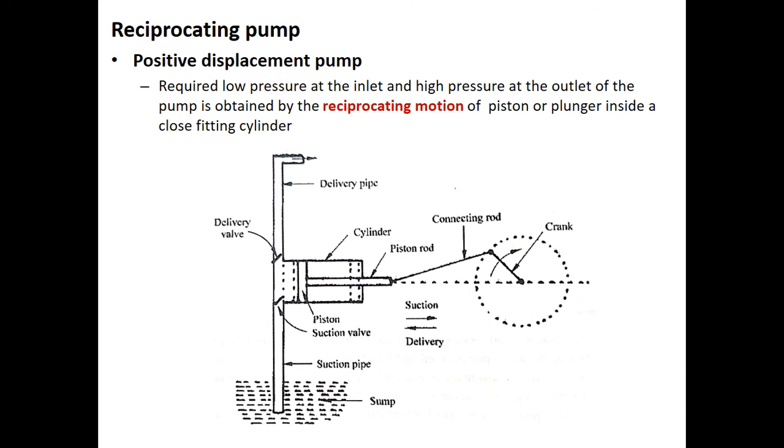What is shown here in this slide is a schematic diagram of a reciprocating pump. You can see the different parts. If you look at the diagram, you can see a cylinder, a piston rod, a connecting rod, a crank, a strainer which is actually at the bottom and not marked here, a suction pipe, a suction valve, a delivery pipe and a delivery valve. Now let's see how it works.